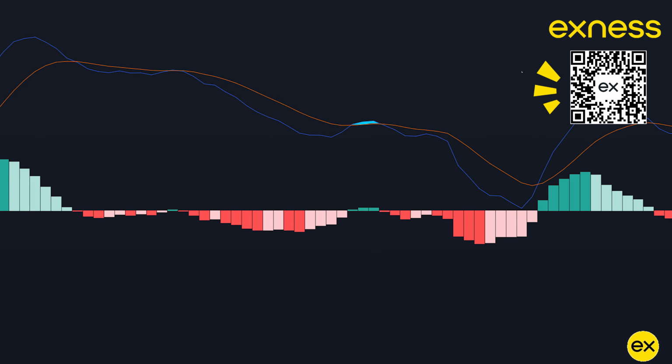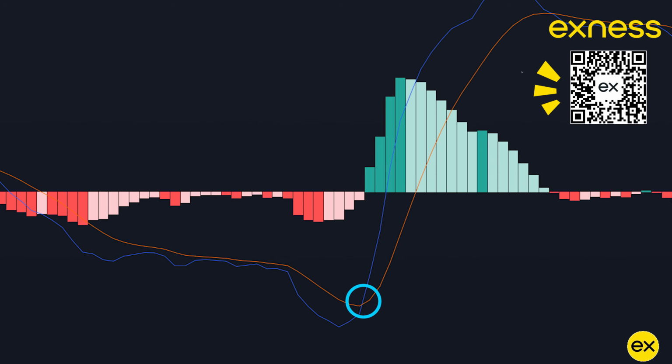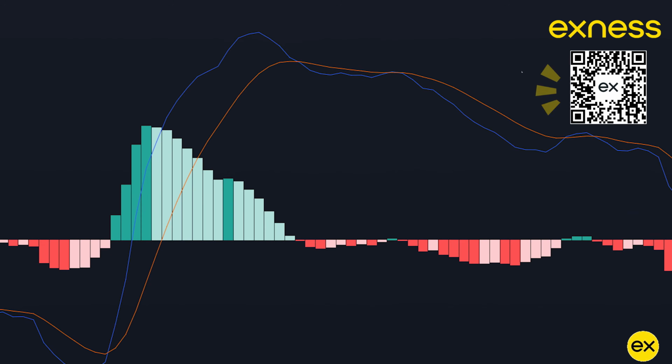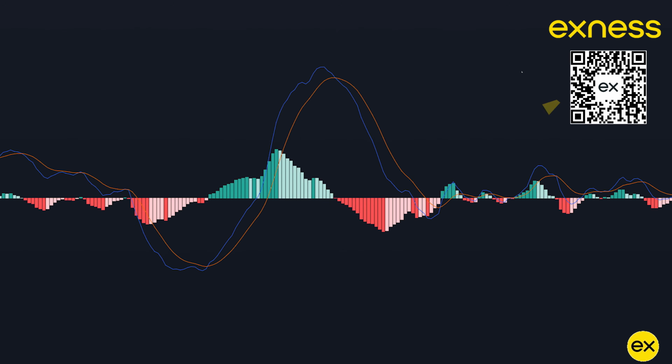So, for example, the smaller the space between the two lines, the smaller the histogram gets. The bigger the space, the bigger it gets. You can also see once the MACD line crosses above the signal line, the histogram turns green. And if the MACD line crosses below the signal line, it turns red. And finally, we have the zero line, which basically represents the center of the MACD indicator. Now that we know the 4 components, let's make sure we know how to use them.